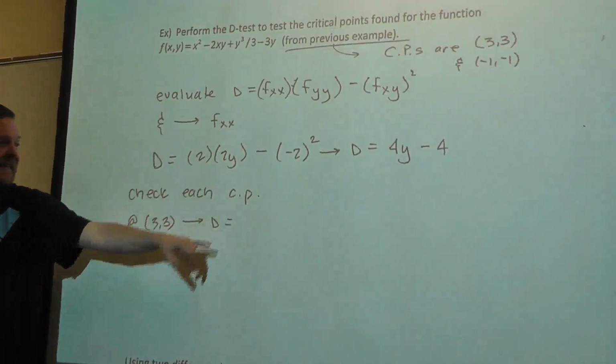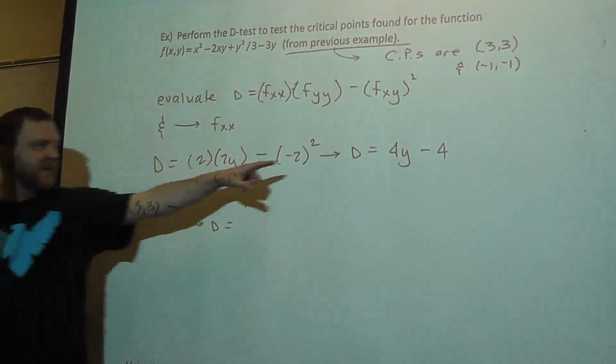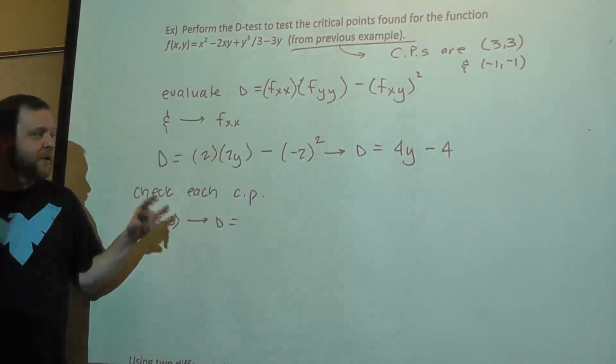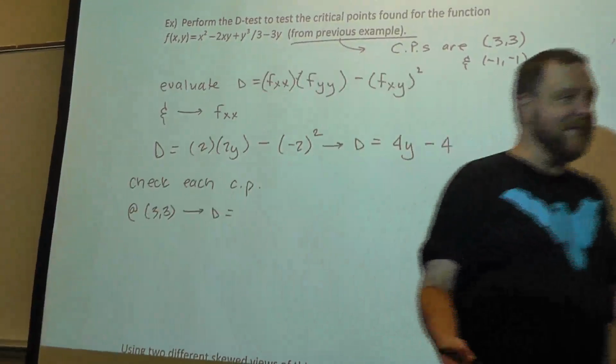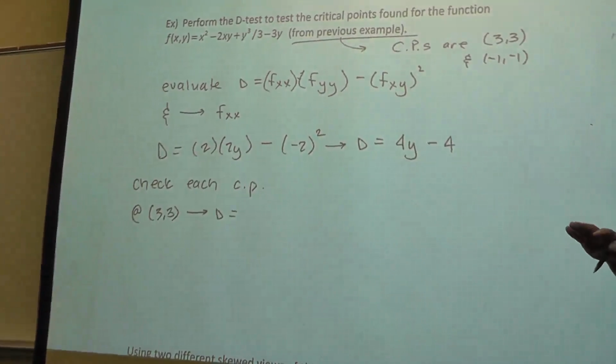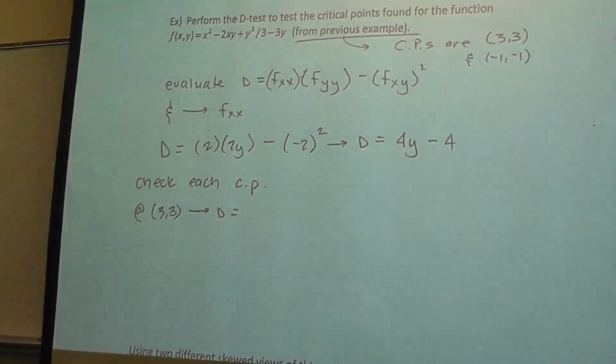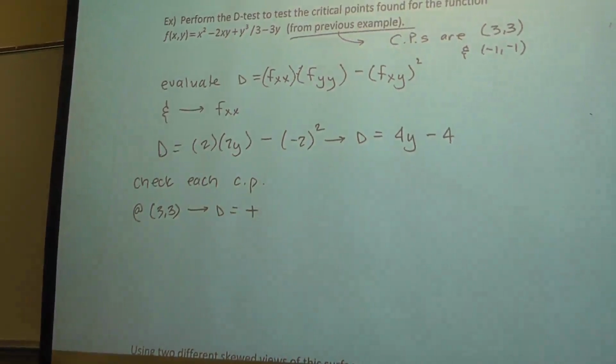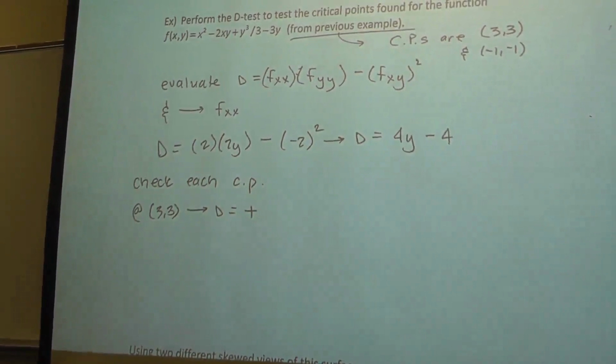So when I check D, D's value really only depends on Y. So it's kind of convenient. If I plug this value of Y in, 12 minus 4 happens to give you 8. But it's not the number that you get back, it's the sign of the number. So what I tend to do is if I plug this in, I just say I get a positive result, because I'm really just looking to check the sign of D.